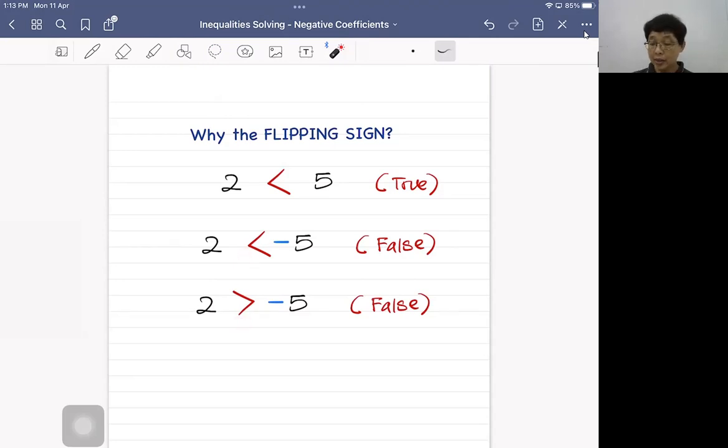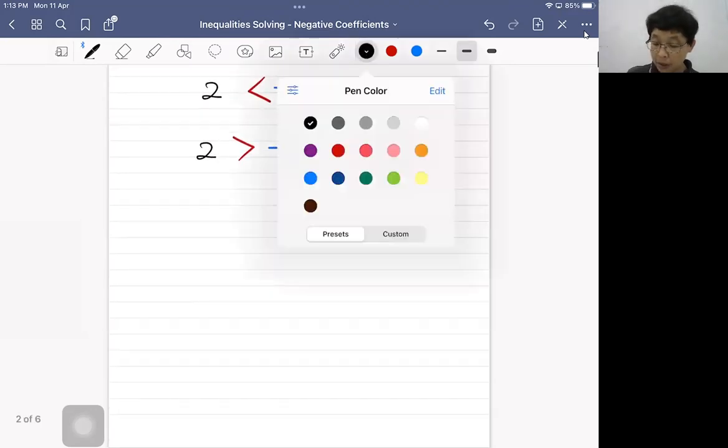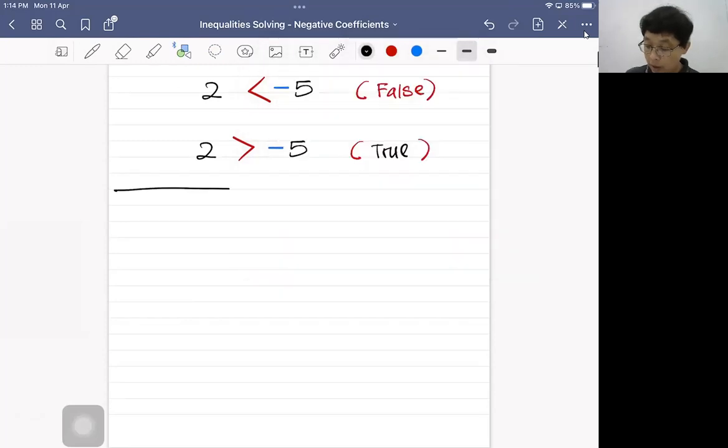And then now, let's examine this statement. You notice that 2, positive 2, is indeed bigger than -5. And now you can happily remove that nasty false word from our writing and replace it back to true. All right, so that is the simple reason why we flip sign. And in our working, when would we encounter this? I'm going to leave some space down here to show you on what occasion.